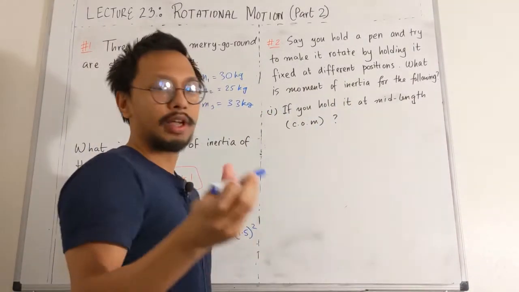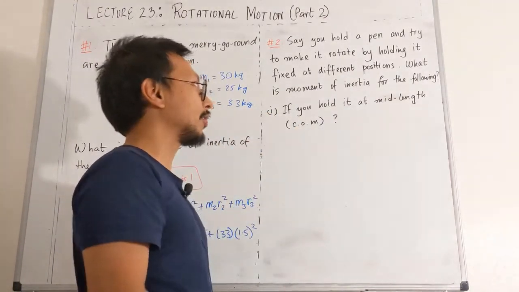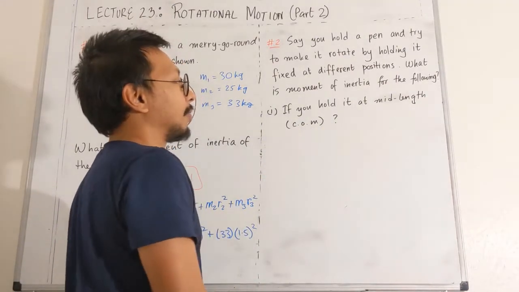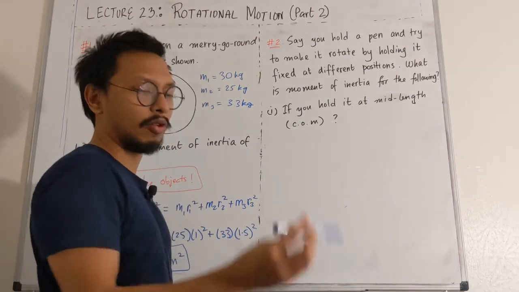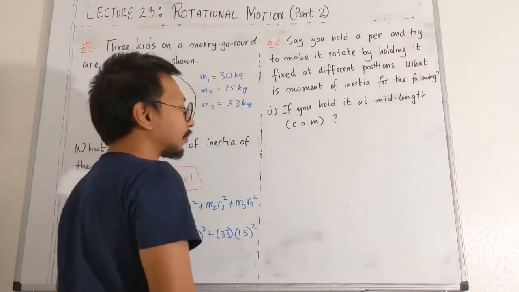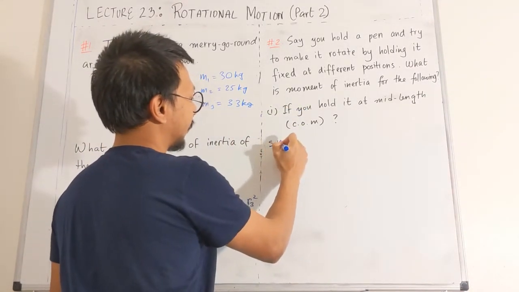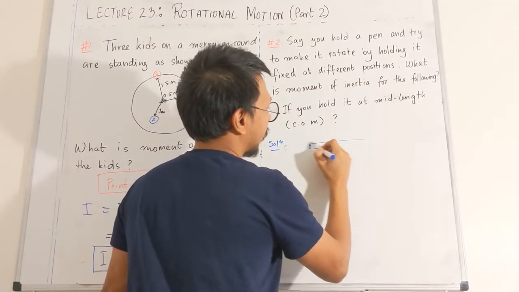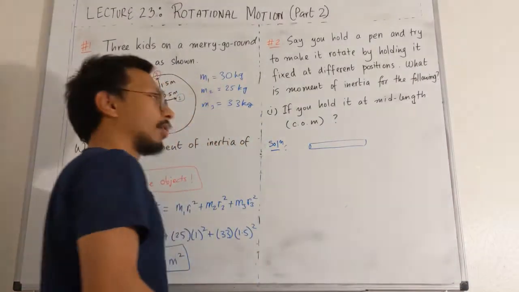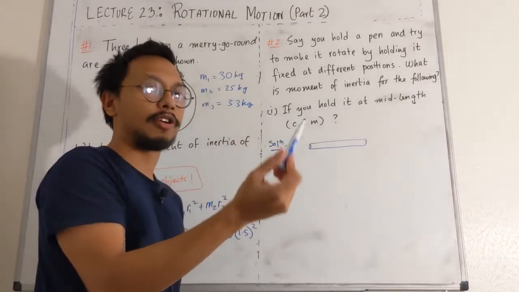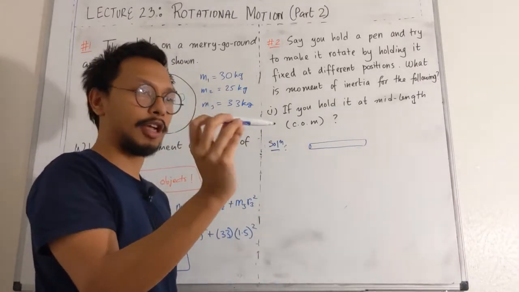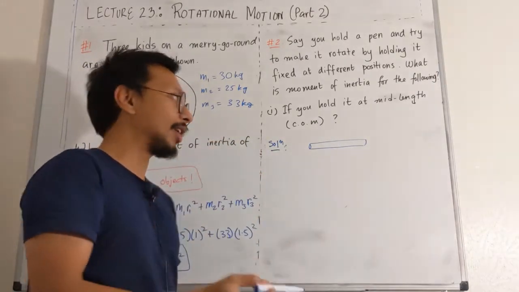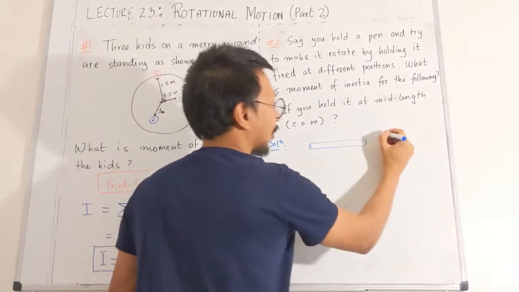So let's say you hold it along the length of the pen in different directions and try to rotate. What is the moment of inertia of the pen if you hold it at mid length? That is the center of mass, so right about the middle of the pen here. So let's see what it looks like. Pen is a shape that cannot be modeled as a point-like object because these are not points, right? It has a specific kind of shape. Now, the closest shape that we can approximate this pen to is what we call a thin rod.